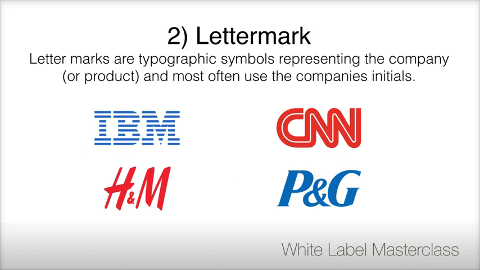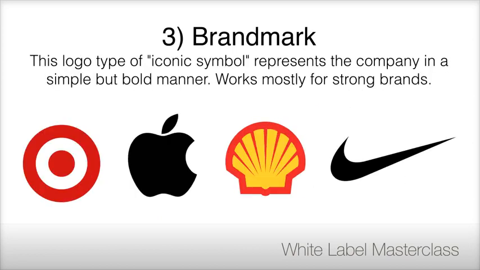Let's move to the third type of logo that we call brandmark, and this logo type is for iconic symbols that represent the company in a simple but bold manner. This works really well for strong brands, brands that spend a lot of money on advertising and brand awareness, so you would recognize the brand just from the specific icon. This is really clear with Apple or Nike. These are really iconic brands, and you don't need anything else to describe what the brand is about.